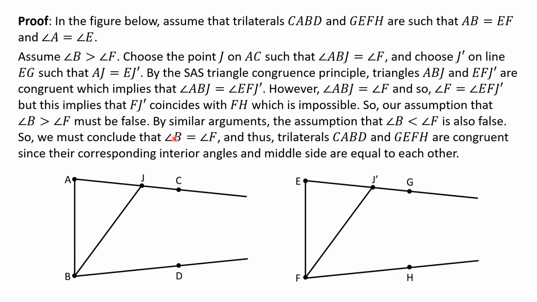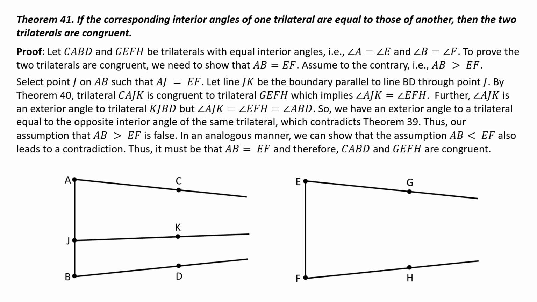Therefore, we conclude that the inner angle at B is equal to the inner angle at F. And then from what we were given up here, the two middle sides are equal, and the inner angle at A is equal to the inner angle at E. We know that the two trilaterals, CABD and GEFH, are congruent by our definition of congruence for trilaterals. So that's our proof.